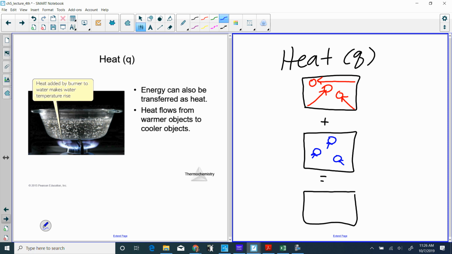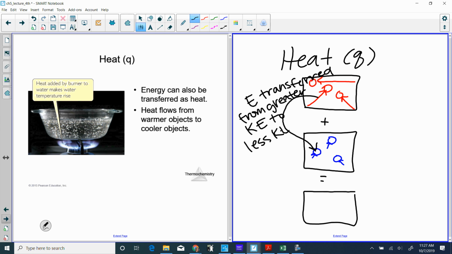If I took boiling water and I poured it over an ice cube, the energy would be transferred from the one that has greater kinetic energy to the one that has less. The fast one speeds up the slow one. The slow one does not slow down the fast one. Energy flows from high to low. Energy transferred from greater kinetic energy to less kinetic energy. Not the other way around.